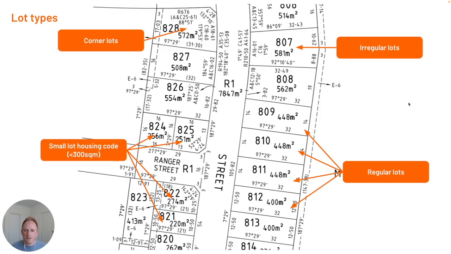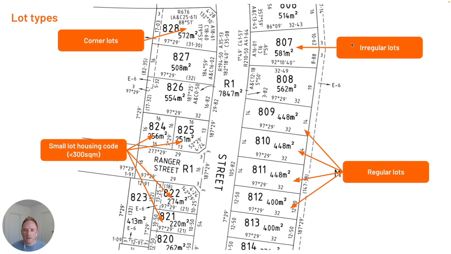Now, different lot types, there are more than this, but the main gist of what we do put together in our industry is you've got obviously corner lots, small lot housing code lots. So they're the little ones that are under 300 square meters. They have a different set of rules that we have to follow in terms of setbacks, how far the house can be from the front and the back and those sorts of things. So these are all little examples of that.